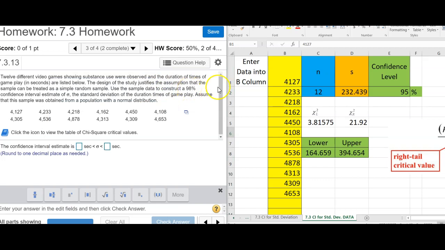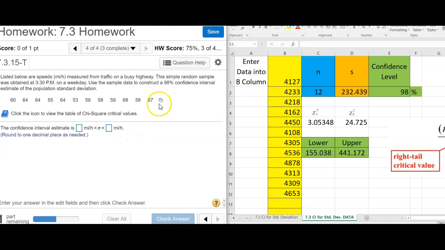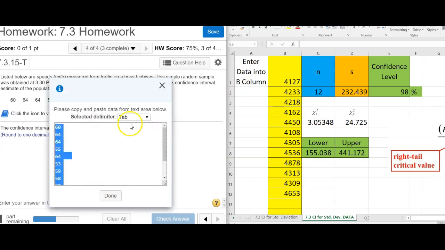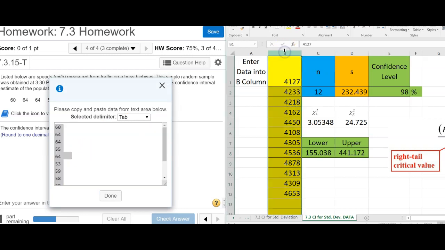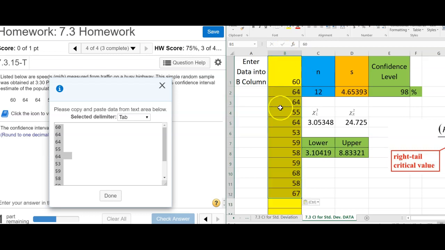It wants a 98% confidence interval, so let's change this to 98. Now our numbers become 155.0 to 1 decimal place and 441.2 to 1 decimal place. So if we have data, we just use the data sheet and either type all those numbers in or copy and paste them. I would much rather copy and paste. You just have to copy, go up to the top, click on the top cell, hit delete, go to the first cell, and paste.